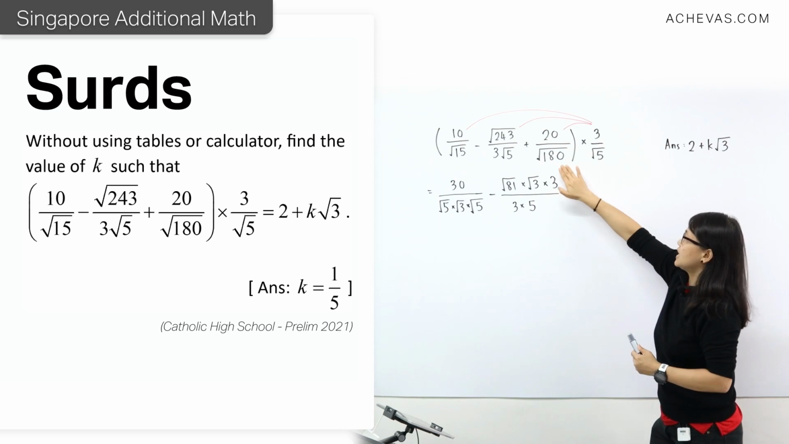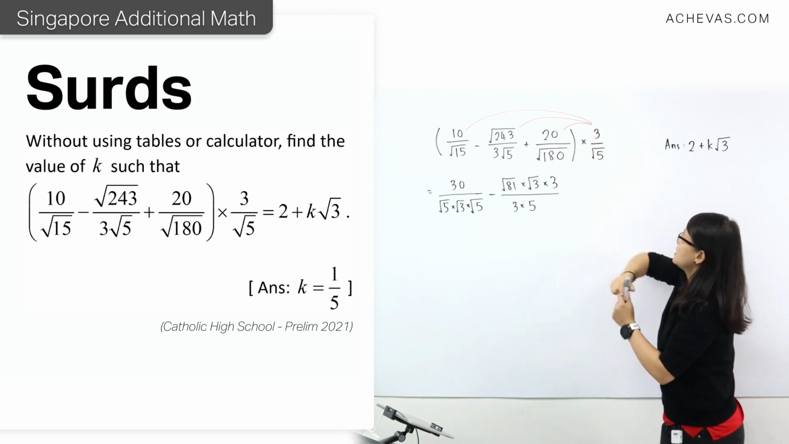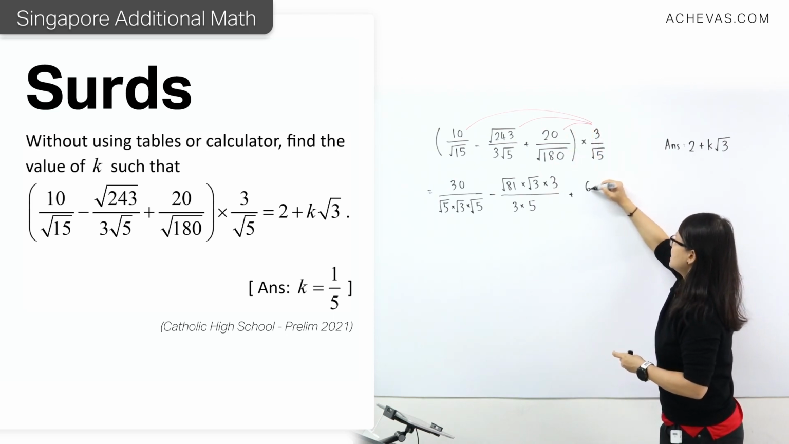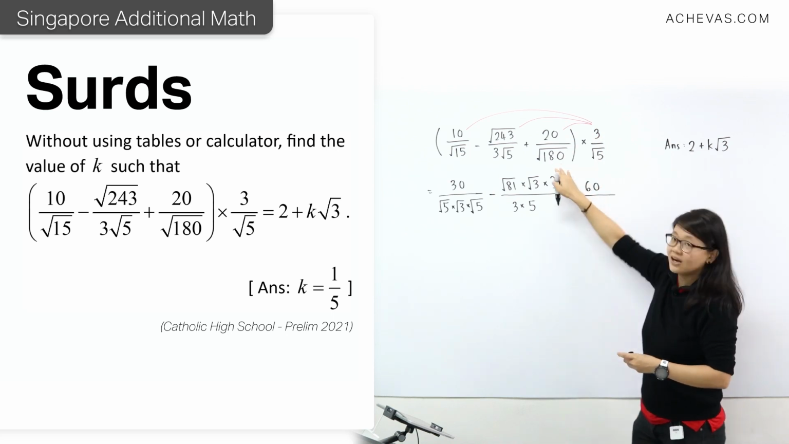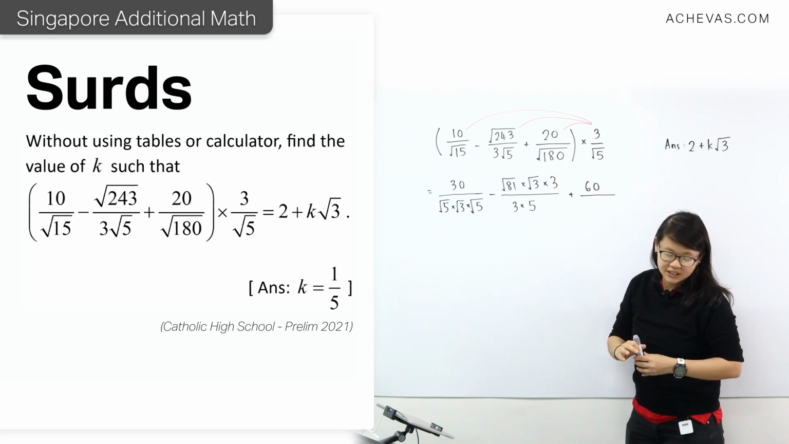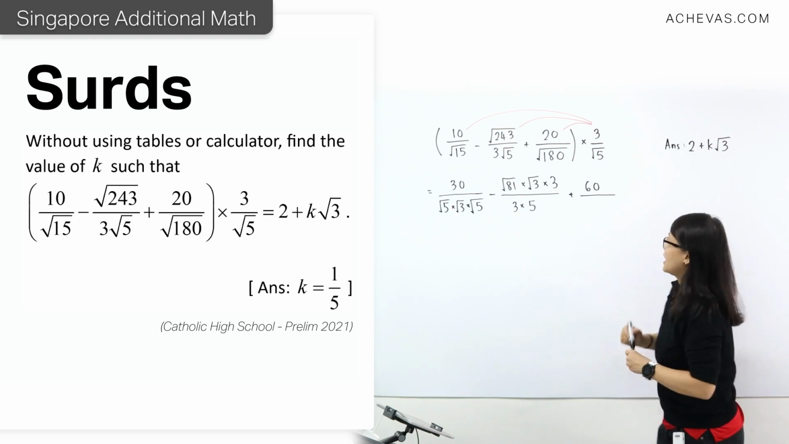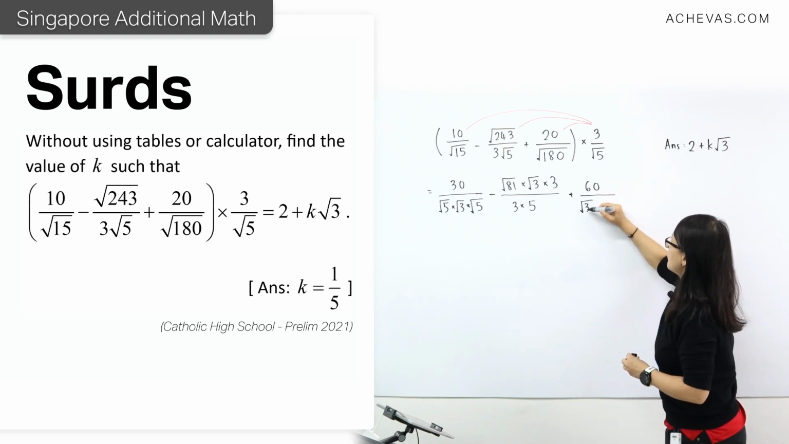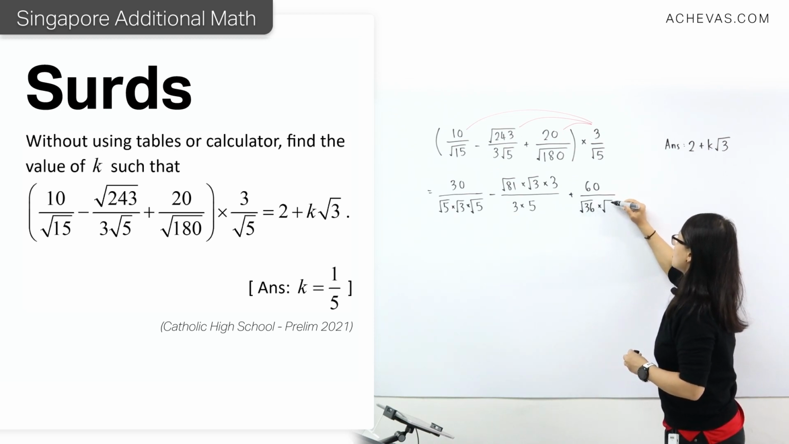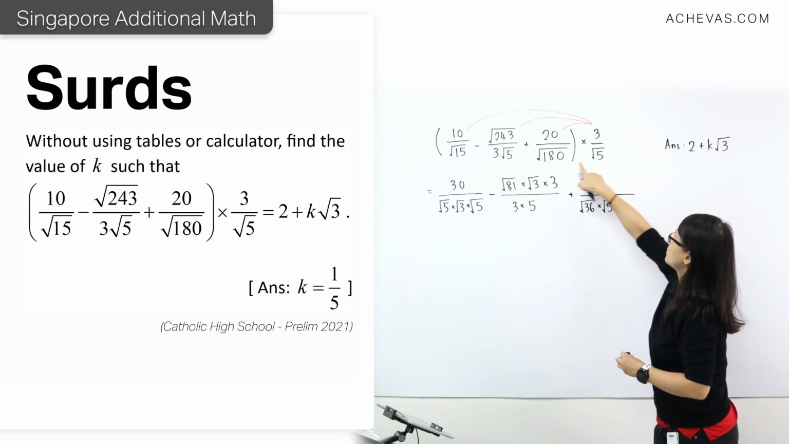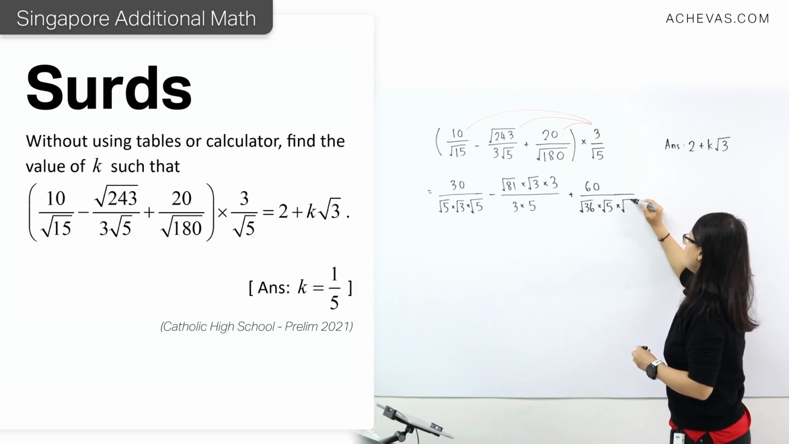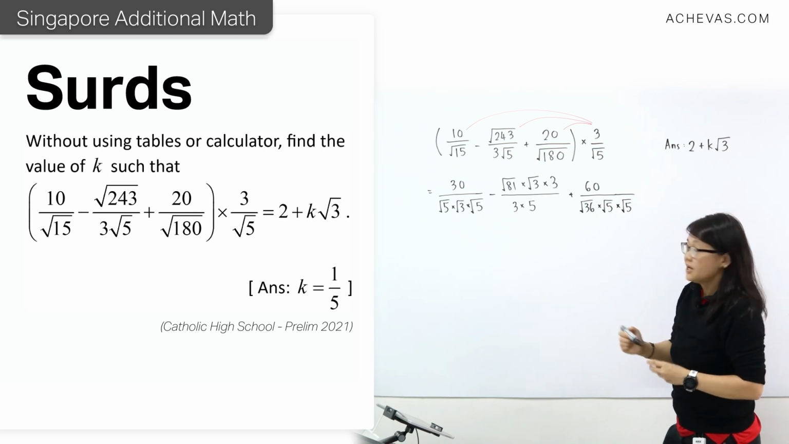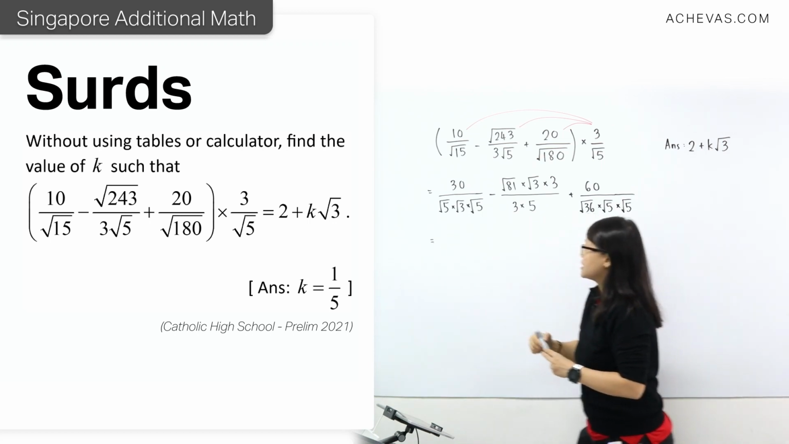Now the third fraction here, I multiply 3 to 20. So that's going to be a 60. And I'm going to lower down 180, okay? So check your calculator. It's going to be 36 times 5. So I'm going to change it to square root 36 times square root 5. And this one multiply in here, so I have another square root 5. Okay? Now let's take a look at the next step here.